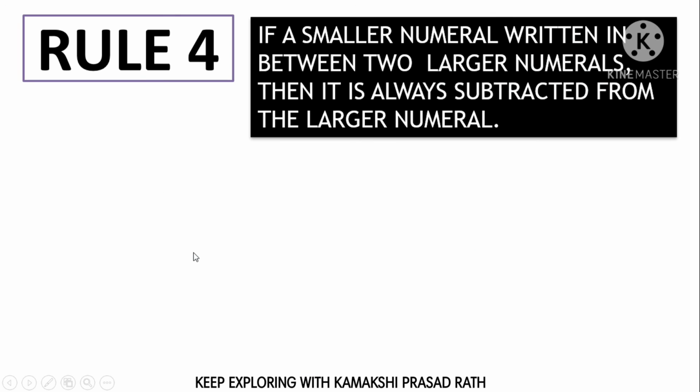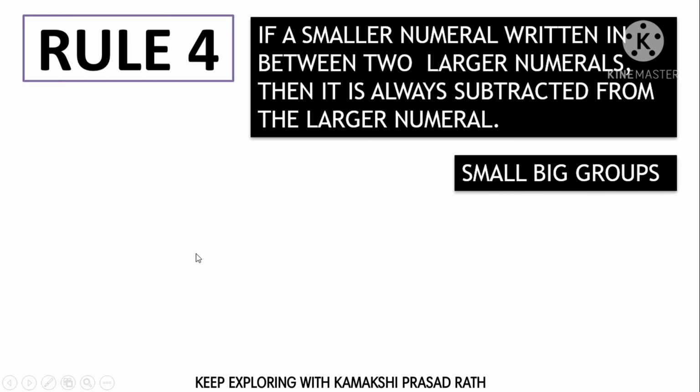Next, rule 4. It's given that if a smaller numeral is written in between 2 larger numbers, then it is always subtracted from the larger number. So that means we have to identify the small big groups here. So here what we do, suppose we write X, V. These are the 2 larger symbols. In between, suppose I write one smaller symbol. So remember here, whenever a smaller numeral is written in between 2 larger numerals, then it is always subtracted. And we know that it is subtracted from the larger numeral.